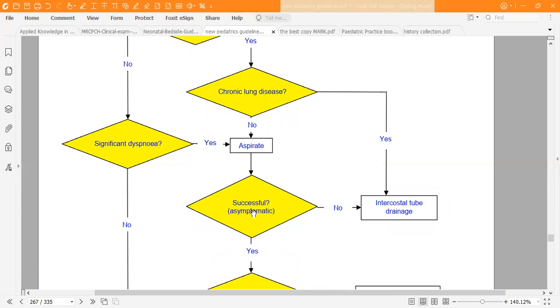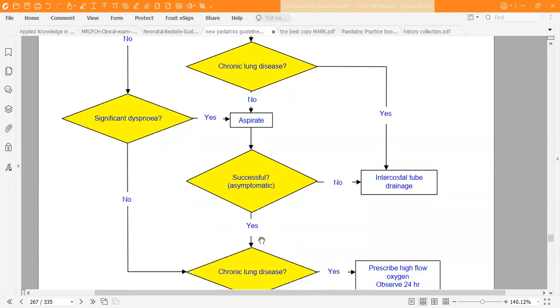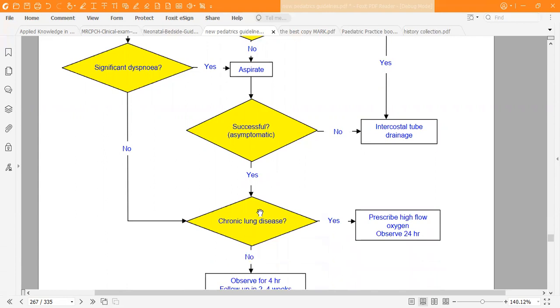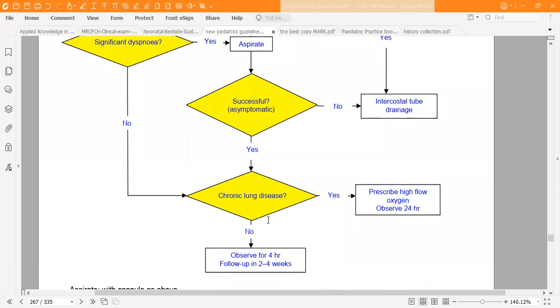If the aspiration was successful and asymptomatic, yes, and there is chronic lung disease, then you will prescribe high flow oxygen and observe for 24 hours. If there is no chronic lung disease in here, and you already aspirated the rim of air, you will observe only for 4 hours after aspiration. No need for intercostal tube in here. And you will follow him up in 2 to 4 weeks time.